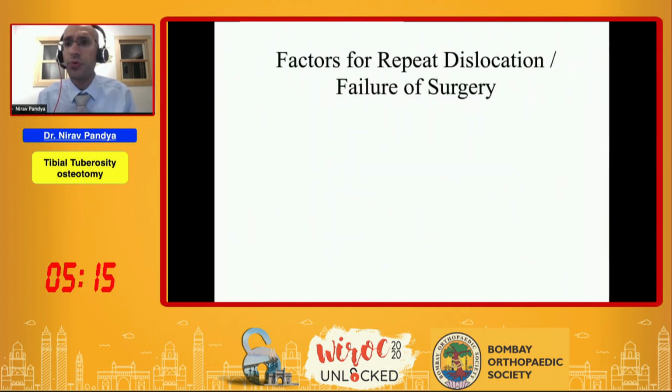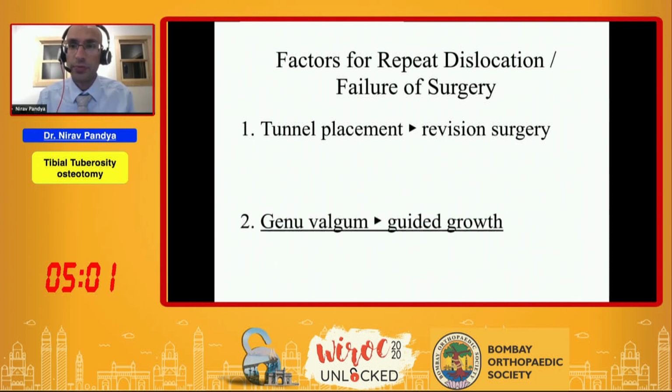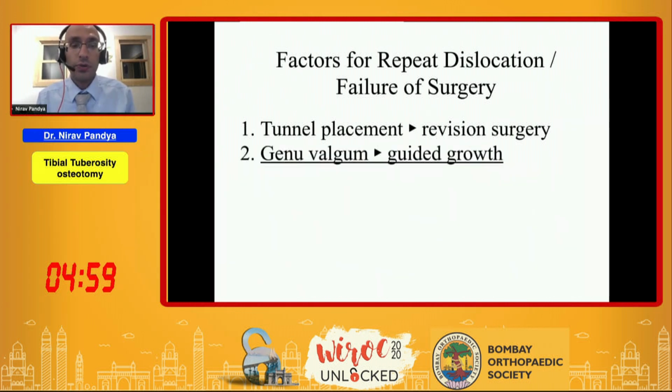So I think it's important to look at what are the failures for the repeat dislocation or the failure of the surgery. So the first thing is that number one, you want to look at tunnel placement. And if the tunnel is wrong from an MPFL type surgery, you want to do a revision if the tunnels have not been in the appropriate place. Number two, you want to look to see if there's any genu valgum, and this patient is skeletally immature, so an option would be guided growth, and we'll talk about that.